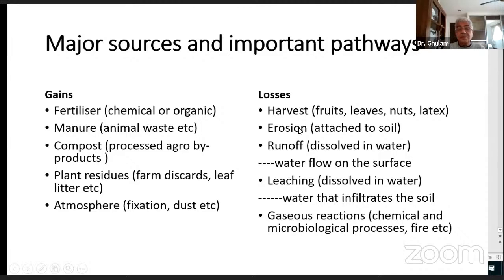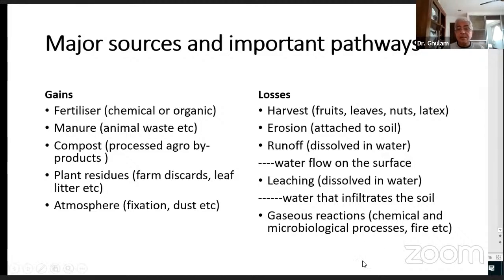Another major loss to my mind is soil erosion. If the system does not practice good erosion control, then soil may be lost. And when soil is lost from the system, it carries with it the nutrients. The nutrients are usually attached to the soil. And also, if you allow runoff to take place during heavy rainfall, then there will be some nutrients dissolved in the runoff water, and this will be lost to the streams or rivers.